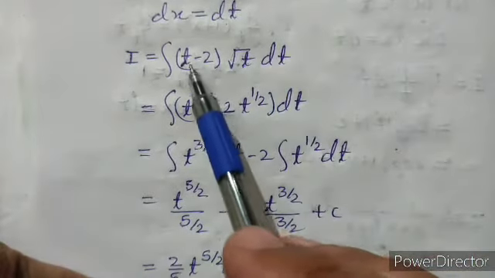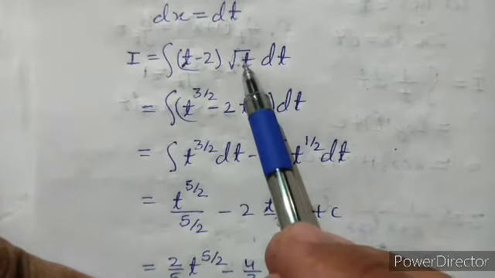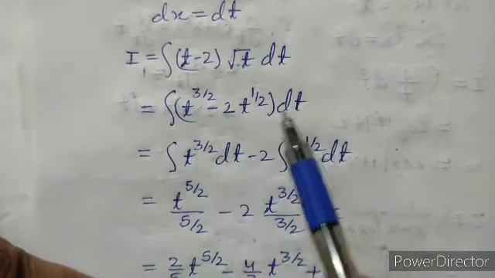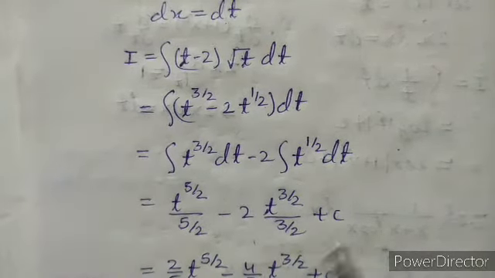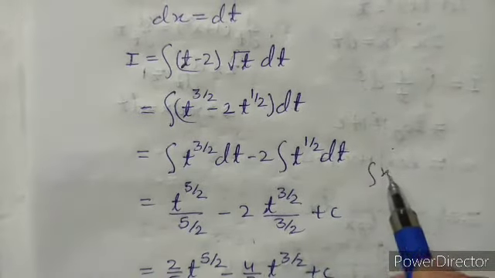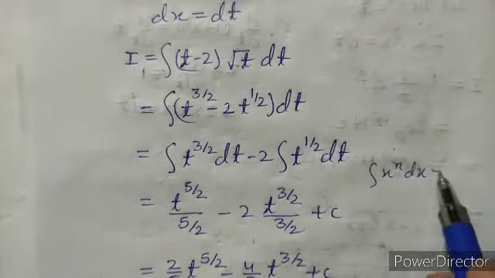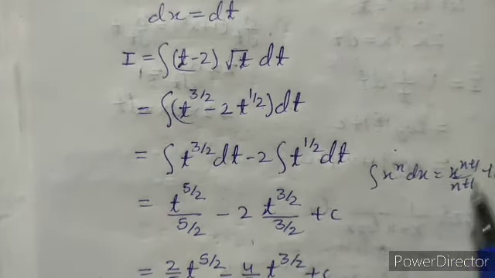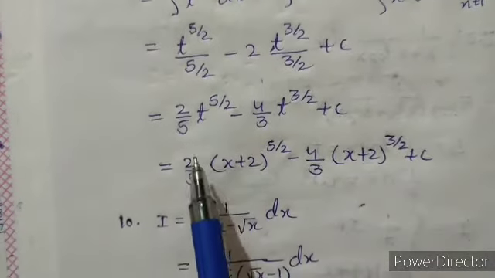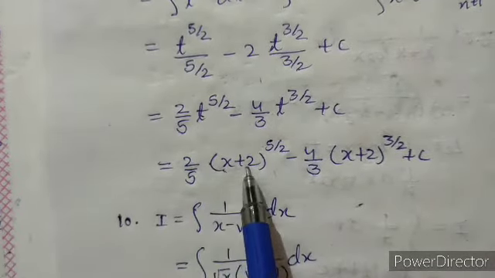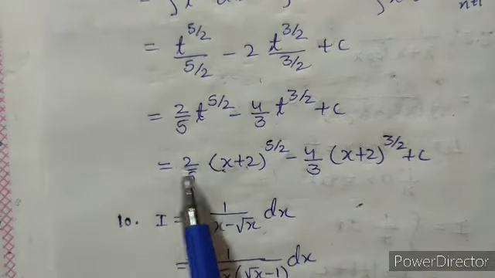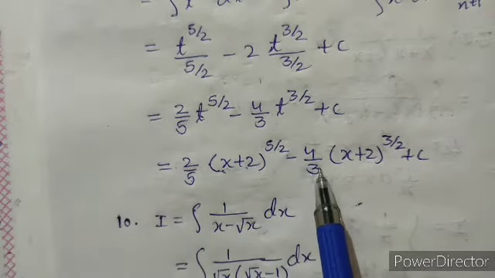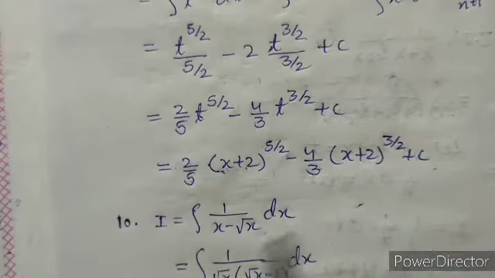Now we can multiply these terms separately by root t to give us t raised to power 3 by 2 minus 2 into t raised to power 1 by 2 dt. Then we can integrate them separately by using the formula integral of x raised to power n dx equal to x raised to power n plus 1 upon n plus 1 plus c. And then we will put the value of t, that was x plus 2, and the value of the integral will be equal to 2 upon 5 (x plus 2) raised to power 5 by 2 minus 4 upon 3 (x plus 2) raised to power 3 by 2 plus c.